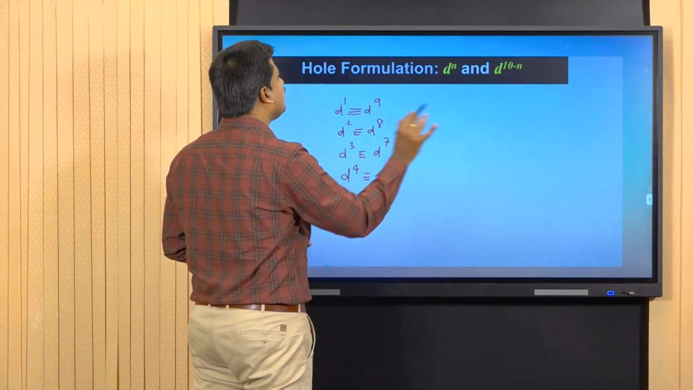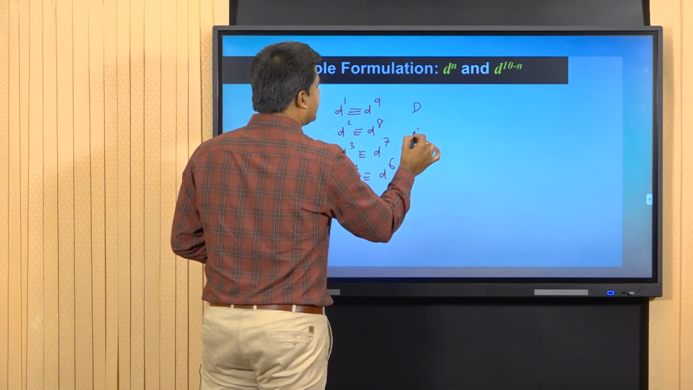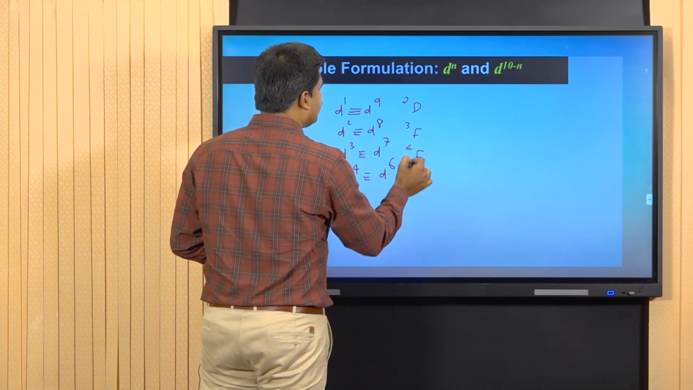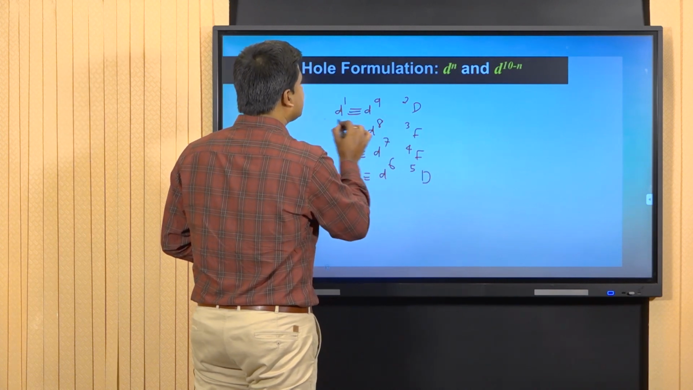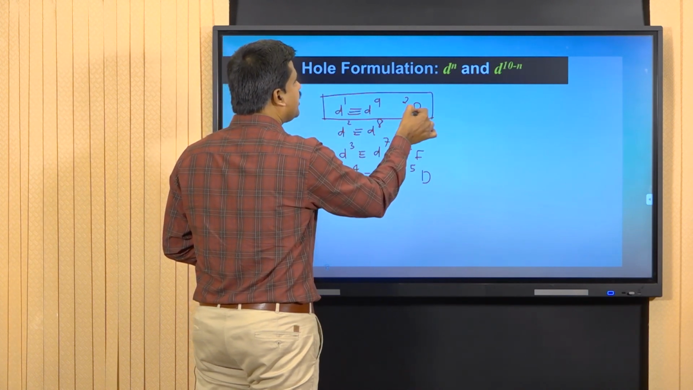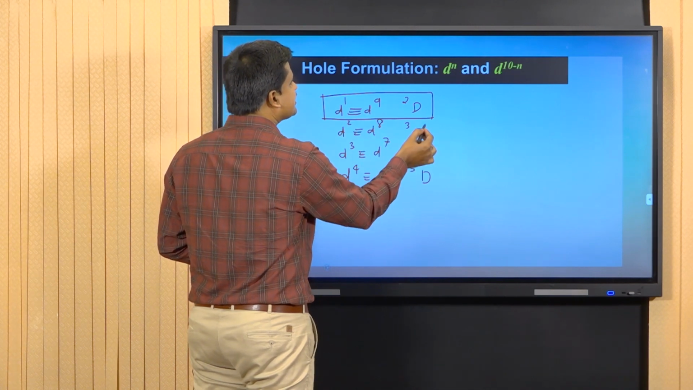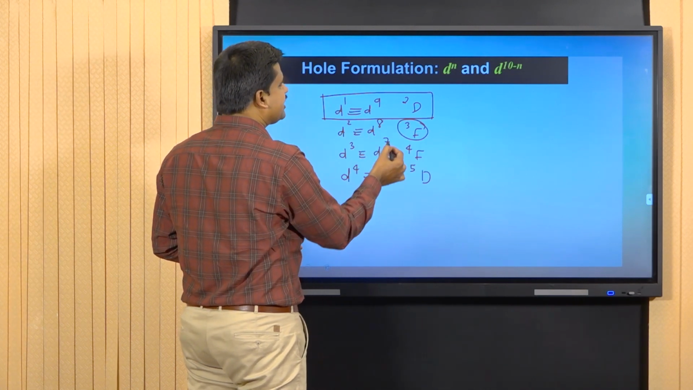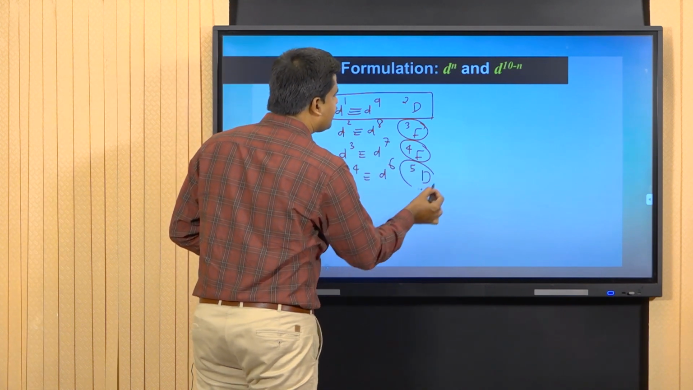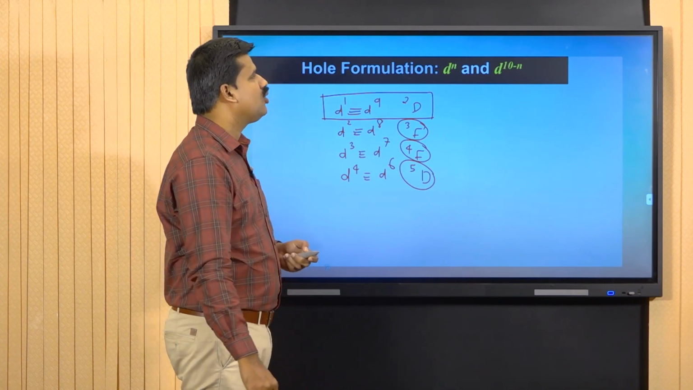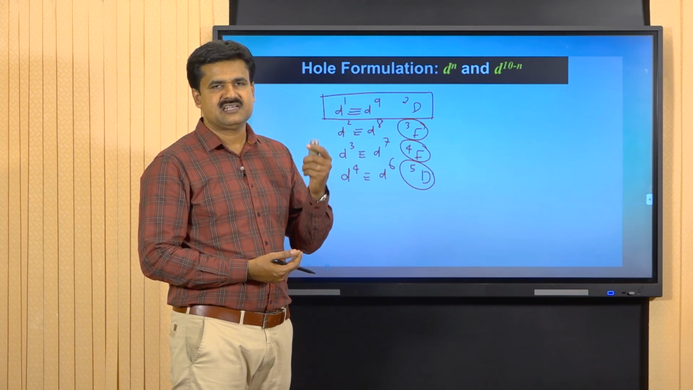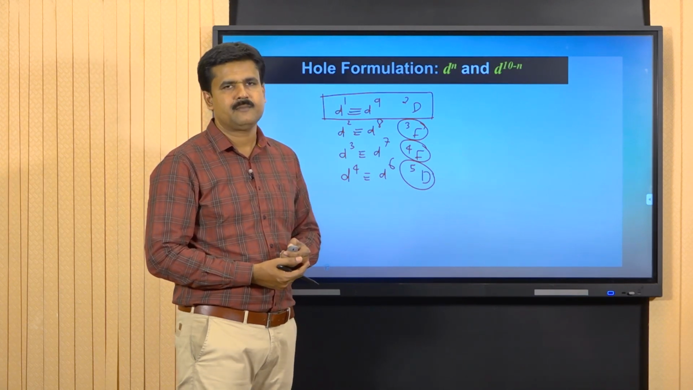If you are excluding the value of J, the ground terms will be 2D, 3F, 4F, 5D. This means that d1 and d9 have the term symbol 2D, d2 and d8 have the term symbol 3F, d3 and d7 have the term symbol 4F, d4 and d6 have the term symbol 5D. This is about the hole formulation in configuration dn and d10 minus n.